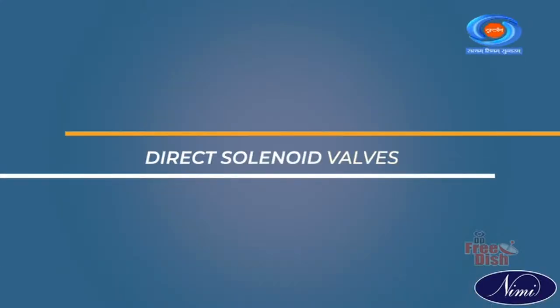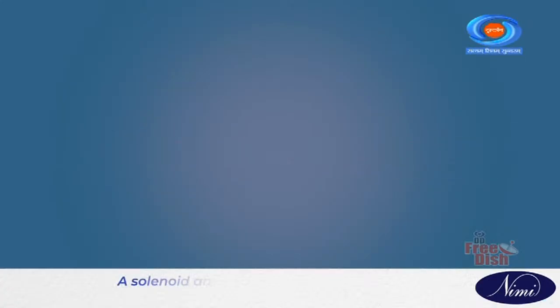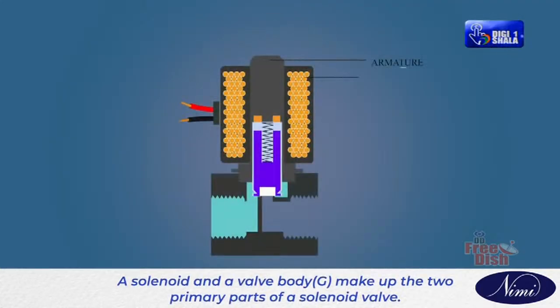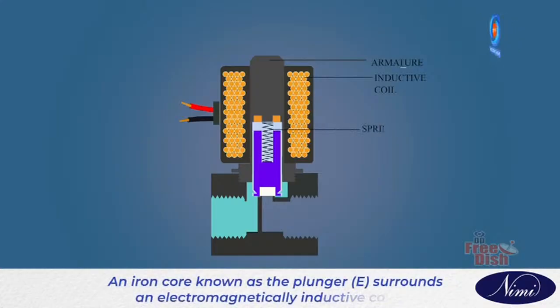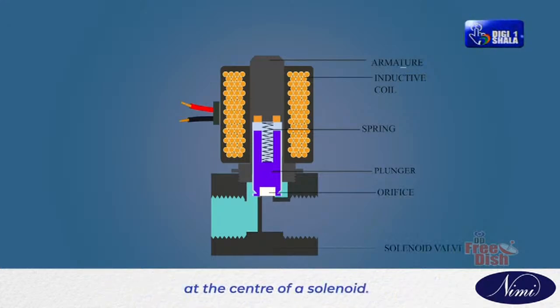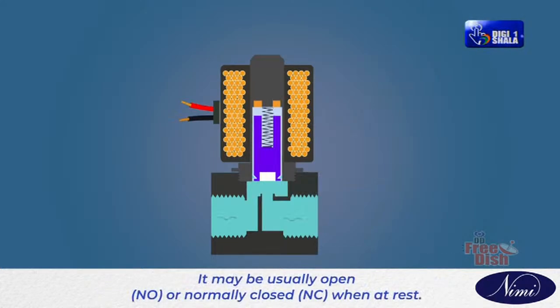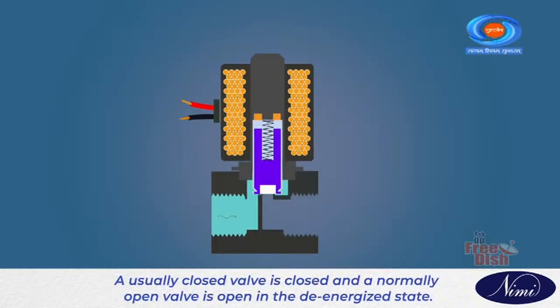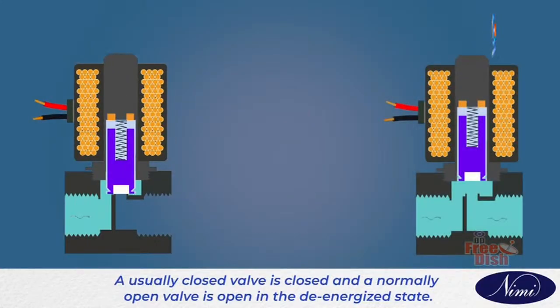Direct solenoid valves. A solenoid and a valve body make up the two primary parts of a solenoid valve. An iron core known as the plunger surrounds an electromagnetically inductive coil at the center of a solenoid. It may be normally open or normally closed when at rest. A normally closed valve is closed and a normally open valve is open in the de-energized state.